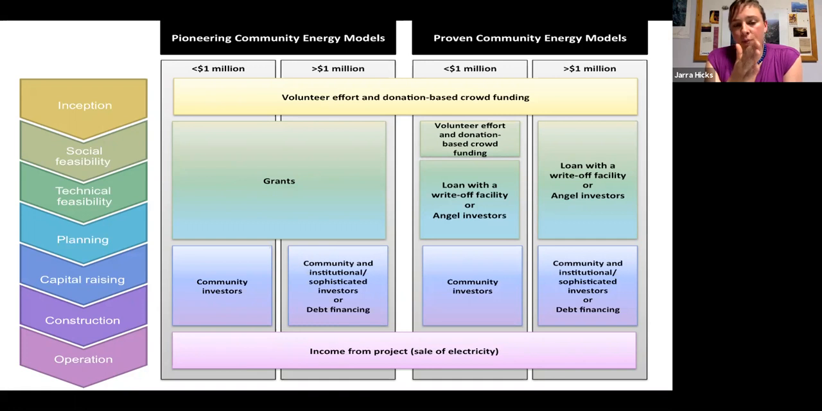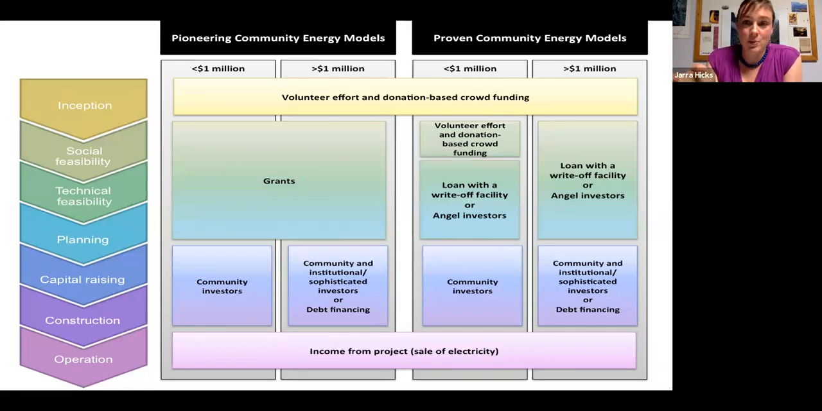And then as you move from the left to the right, you've got your smaller projects and then your larger projects that are pioneering, that are the first time you've delivered these projects, first time they've been done in Australia. And then as you move across, it's your smaller but proven projects and then your larger but proven projects.